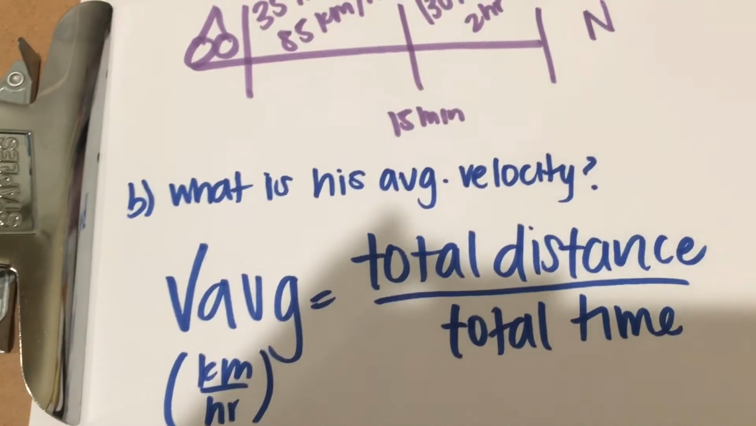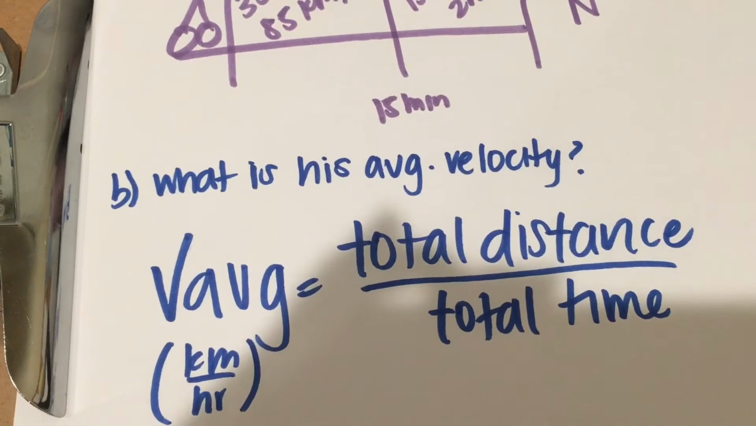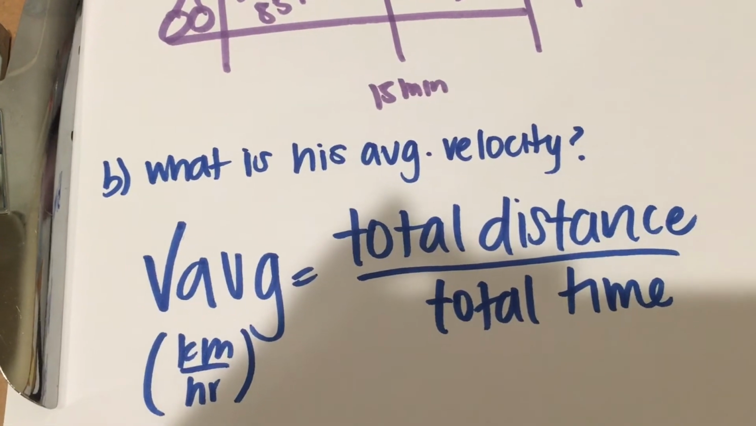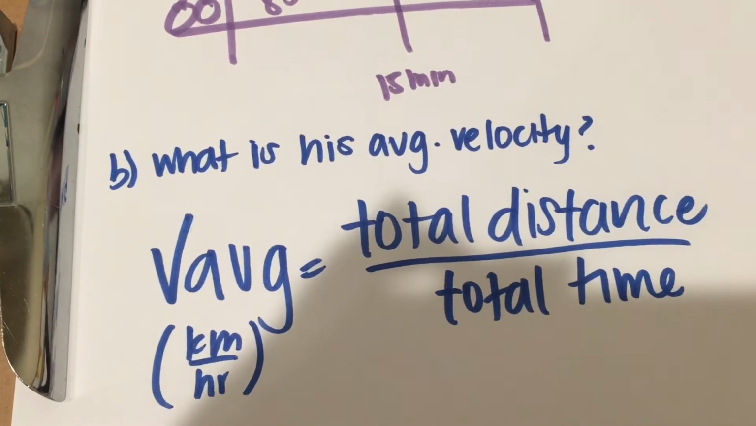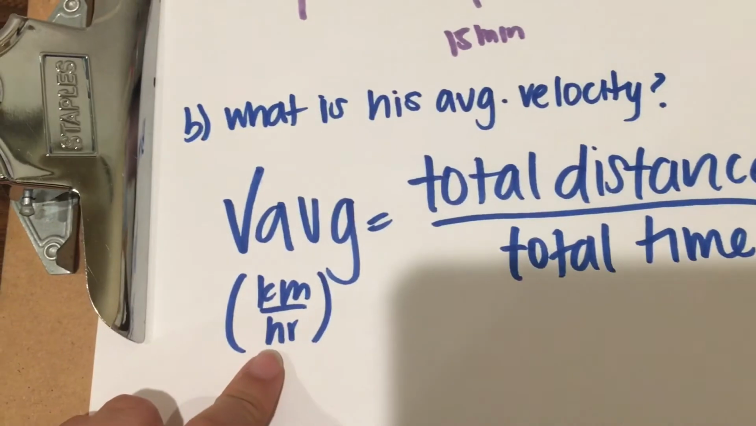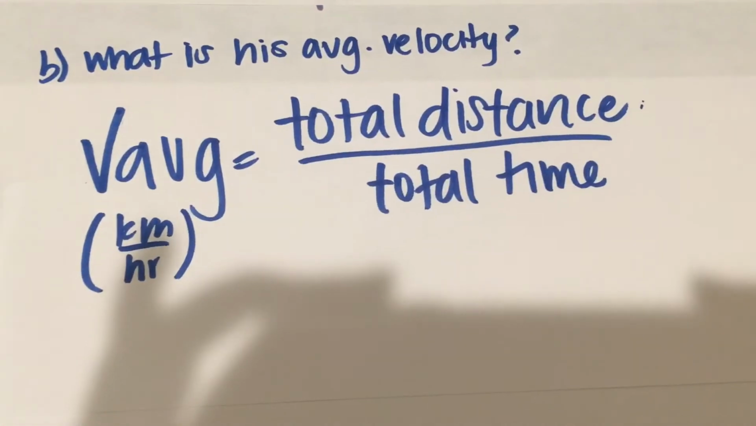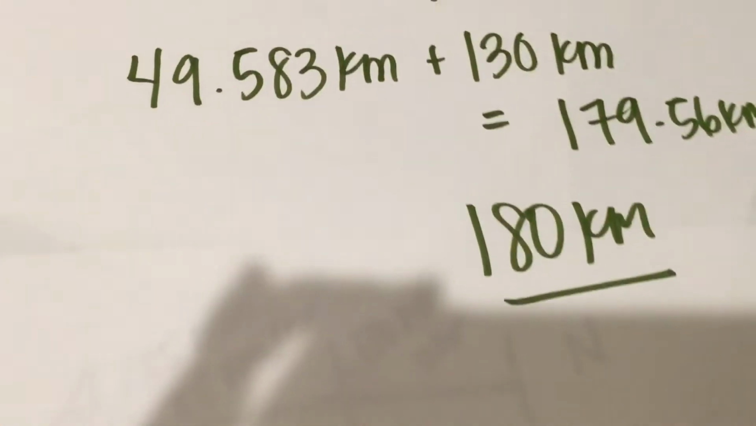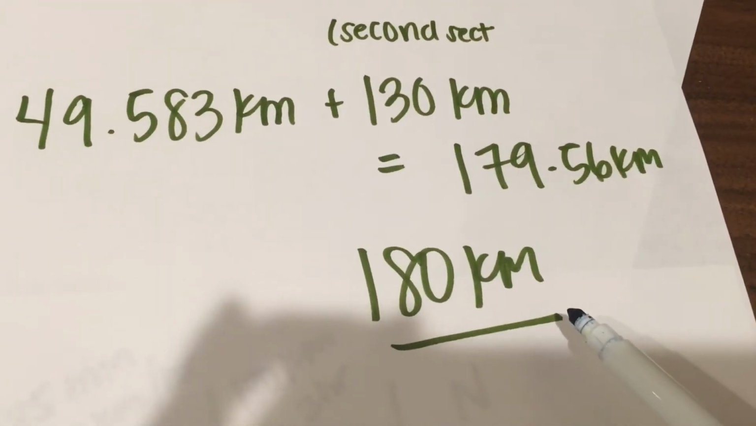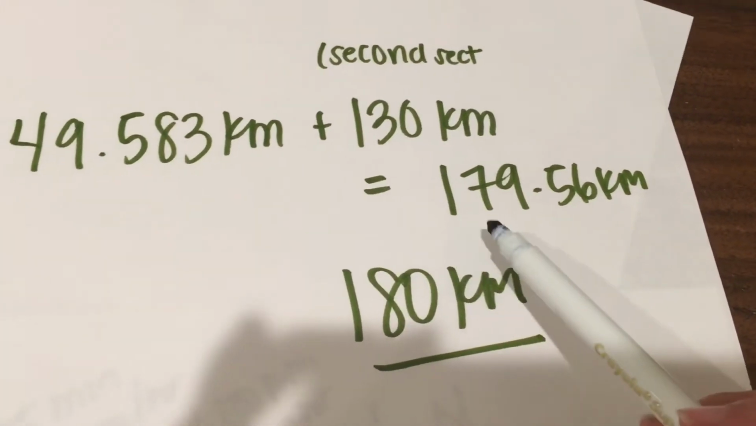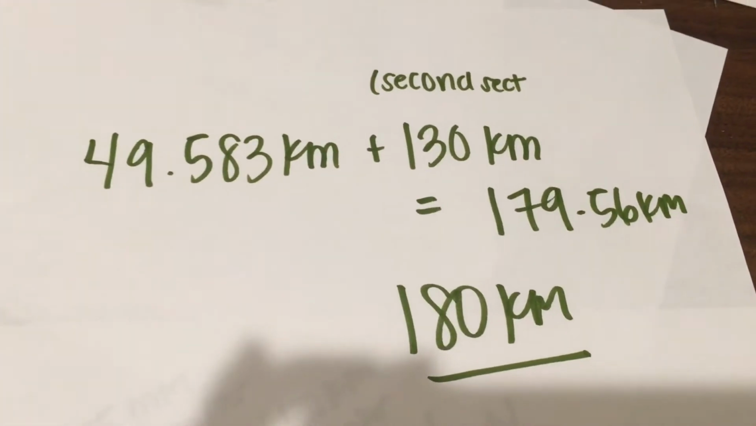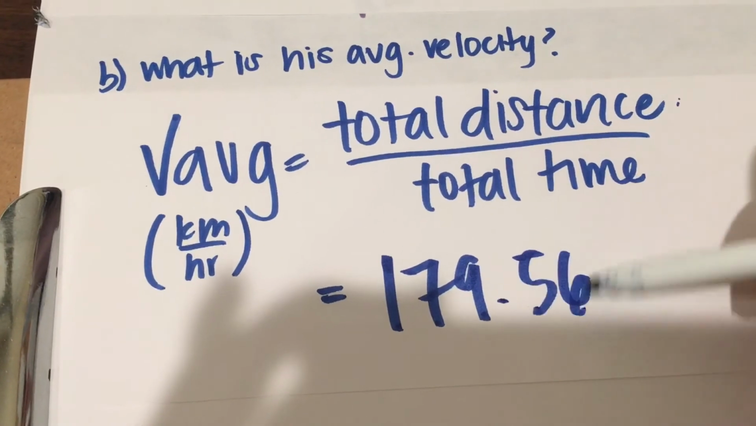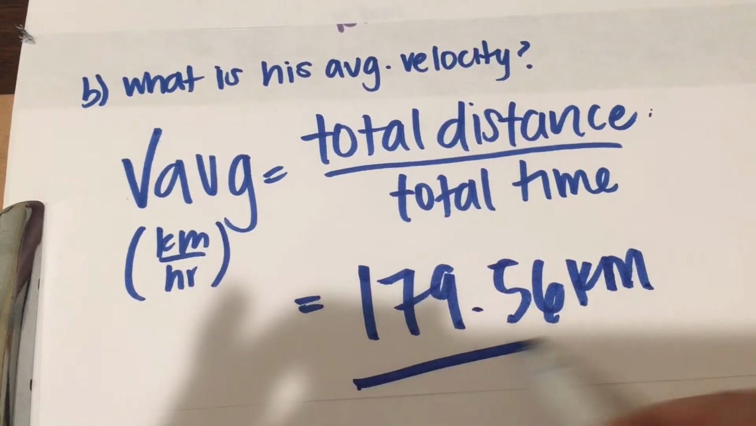To find this, we're going to use this formula, which is average velocity equals total distance over total time. And for this problem, we'll be solving for that in kilometers over hours. We actually already solved for total distance in part A, which to remind you was 180 kilometers with sig figs or 179.56 kilometers without. So first we'll plug in our value in here for total distance.